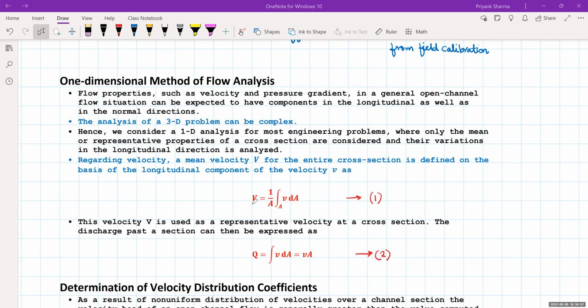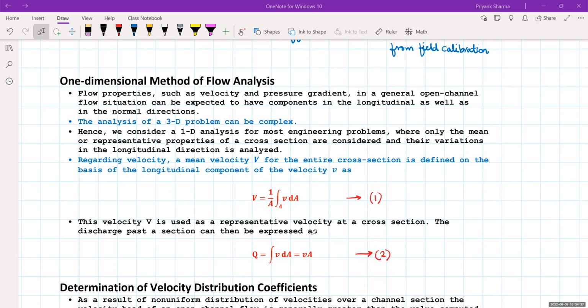Here capital V is the mean velocity for that cross section, and small v is the velocity at a particular point, like if we have four strips, then in that particular strip that is the small v. That can be integrated over the entire area and you can find the mean velocity. Similarly, discharge will be the integral of v dA. So that is V into A, the total discharge.